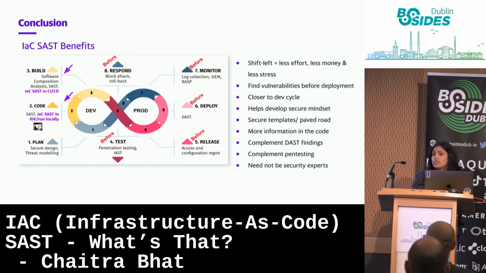And the developers need not be security experts to run these scans, find the issues, and fix them, as long as we've given them enough guidance and baselines to tell them how to fix it. Again, I'm not saying your IAC SAST tools are a replacement for your dynamic testing tools or your pen testing. What I'm saying is complement them with IAC SAST to find issues very early during the development cycle so you can fix the issue in the code. And this is truly shift left. And we know shift left means less effort, less money, and less stress.